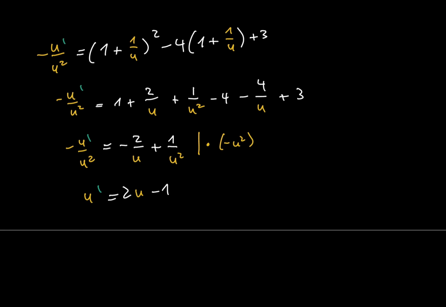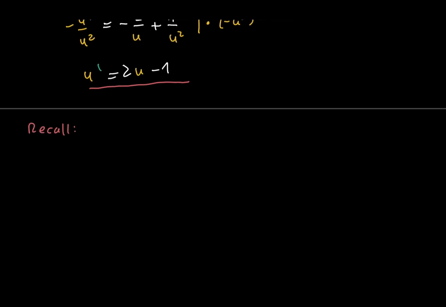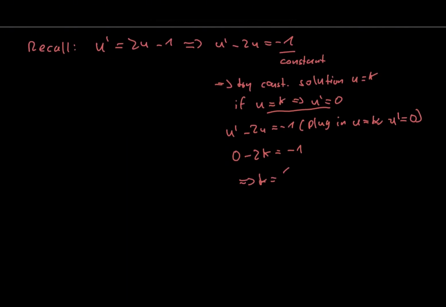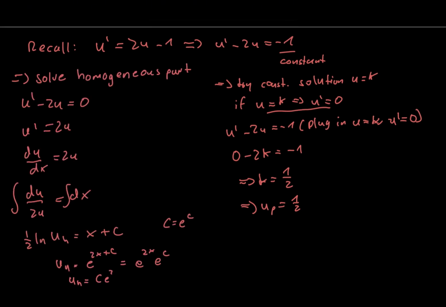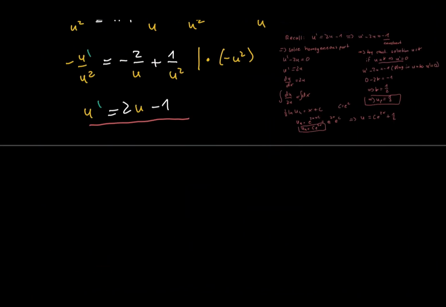Now solve the linear equation. Rewrite it as u prime minus 2u equals minus 1. We try a constant solution. Set u equals k. Then 0 minus 2k equals minus 1. So k equals 1 half. So the general solution is u equals c e to the power 2x plus 1 half.